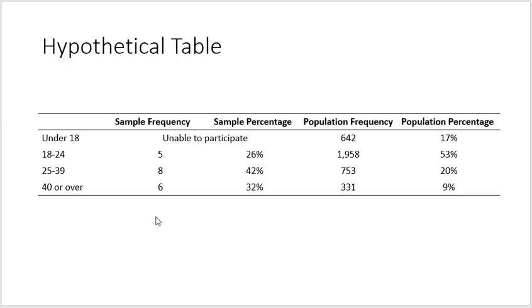So we're comparing the population, where you can clearly see that the majority of social work students fall within the 25 to 39-year-olds, and the population percentage is the highest for 18 to 24-year-olds. So our results cannot be generalized to the population.